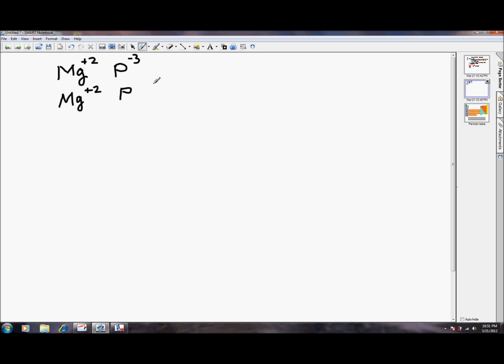Now, if we add another phosphorus, now we have -6 and +4. So you can see that if we just add that third magnesium, now we have +6 and -6. So this whole thing adds up to 0, which means that when magnesium and phosphorus make a compound, it takes 3 magnesium ions and 2 of the phosphorus ions. The compound is Mg3P2.